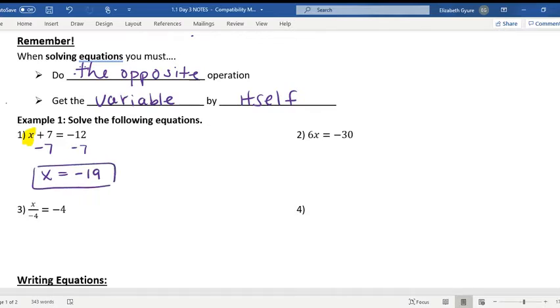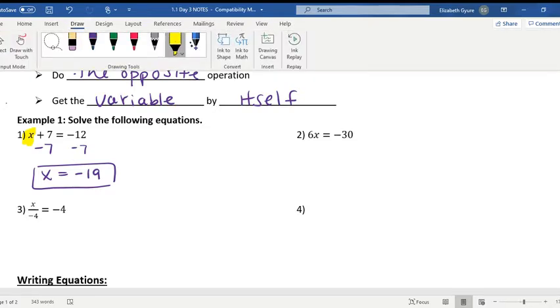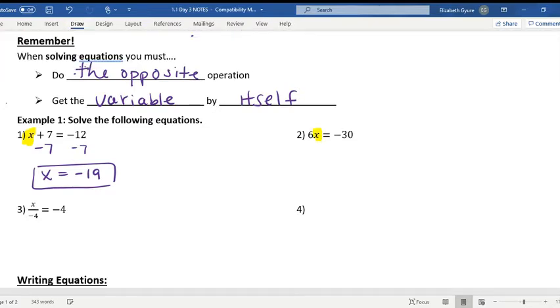Number 2, we have 6x equals negative 30. We got to get our x all by itself, but I'm a little confused. I don't see any addition, subtraction, or multiplication signs. All right, do you see any little like things, Asia? What does this mean? What do I do? Right, this means 6 times x, right? When you don't see something there that's multiplication and the opposite of multiplication is division. So divide both sides by 6.